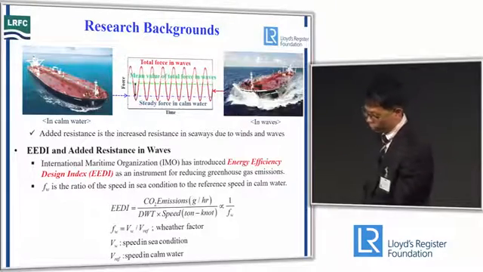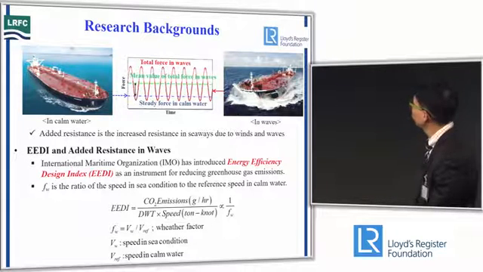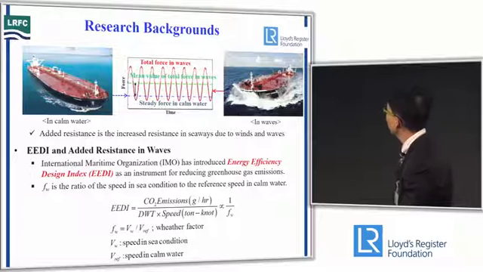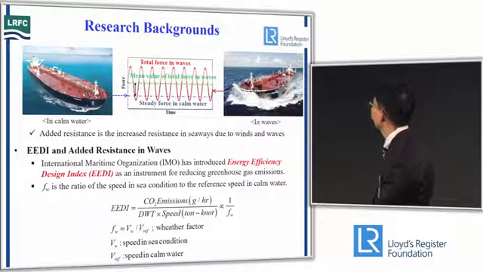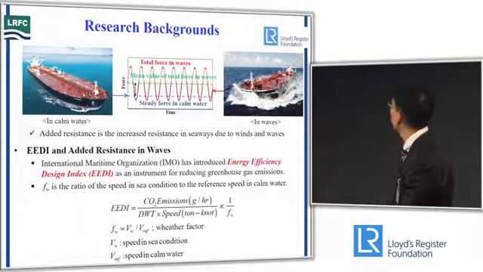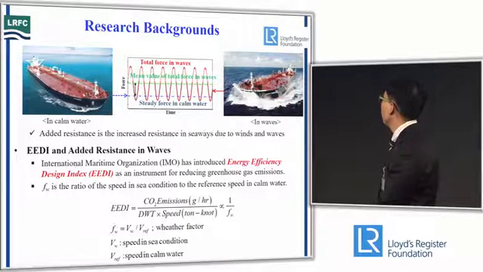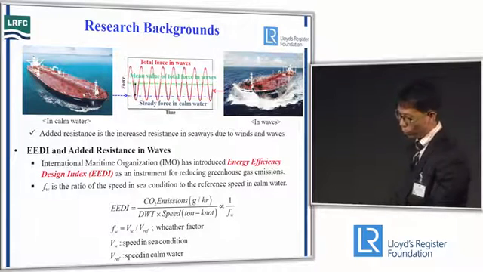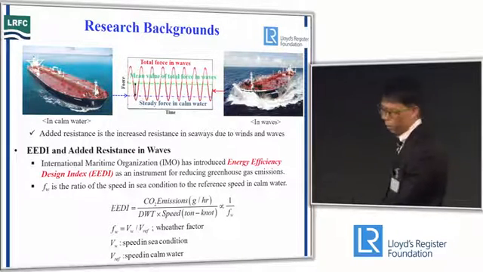What is added resistance? There are two pictures showing the ship sailing in calm water and in waves. In calm water, we get a steady pulse like this blue line, and then in waves, we get the oscillating pulse like the red line. Added resistance is the increased resistance in a seaway due to the wind and waves.